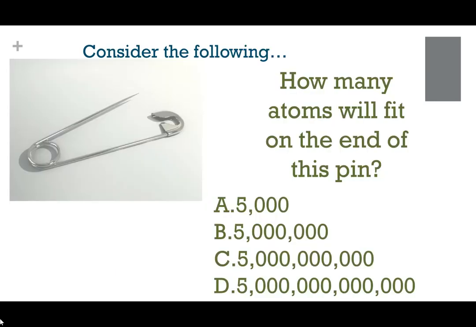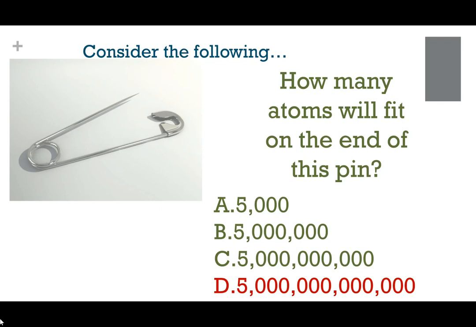So in chemistry, we use counting numbers as well. So let's say this safety pin was made of pure aluminum. So how many aluminum atoms would fit on the very tip of this pin? Not a trick question. The answer is D. So a lot of atoms would fit on the very tip of that pin. And that's just the tip of the pin. Imagine all the atoms inside the whole thing.